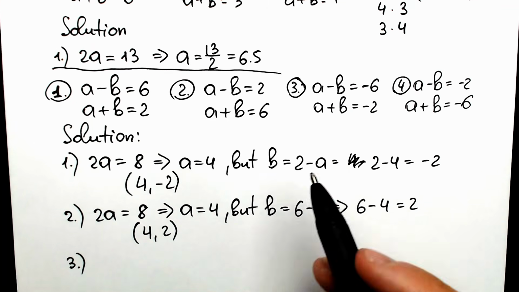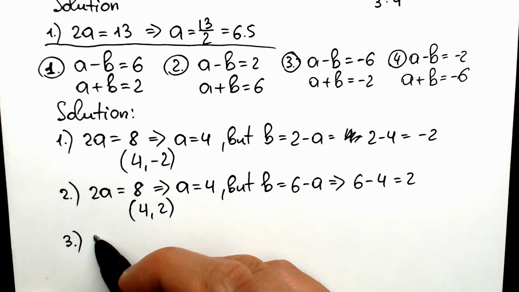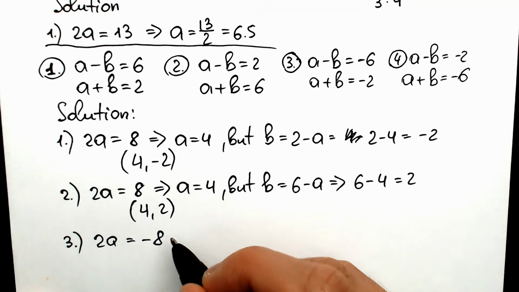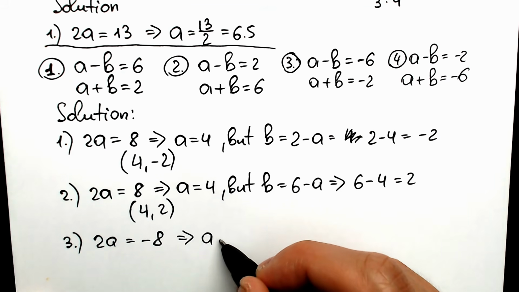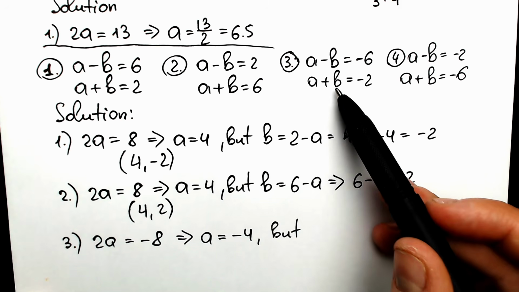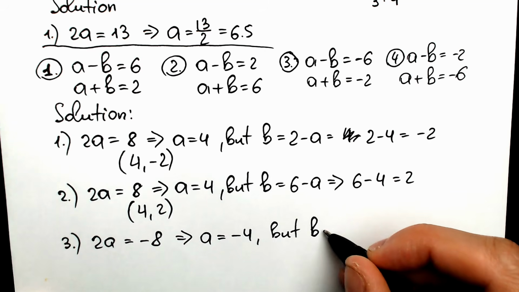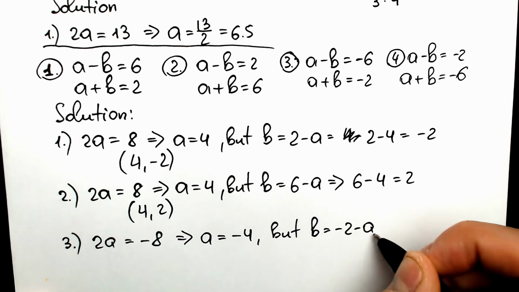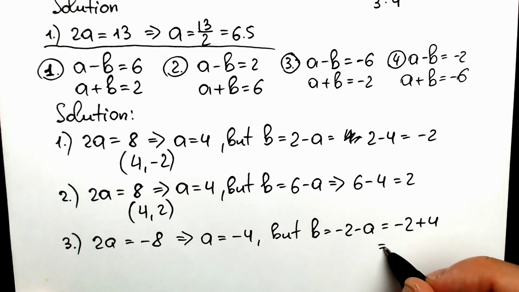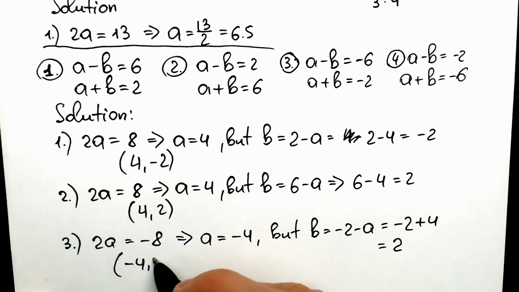Third pair, right here we have a negative case, so we will have a different root, I guess. So we have 2a, the same addition, equal to minus 8. And from here our a is equal to minus 4. But what about b? b equal to minus 2 minus a, which is minus 2 plus 4 equal to 2. So we have our third pair: minus 4 and 2.